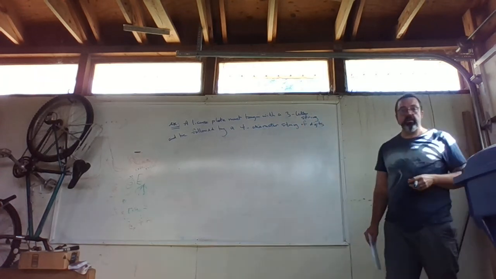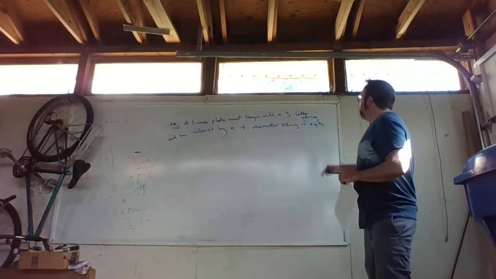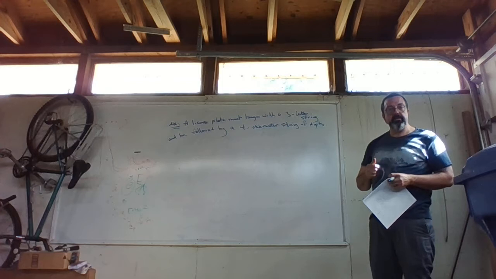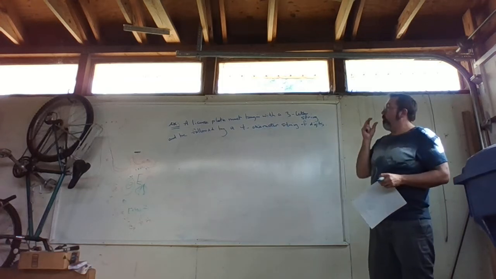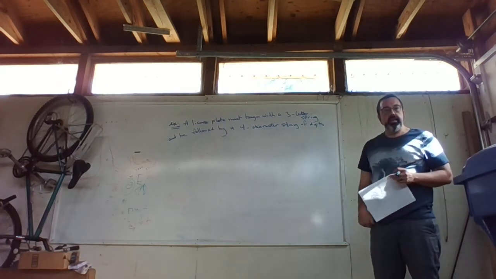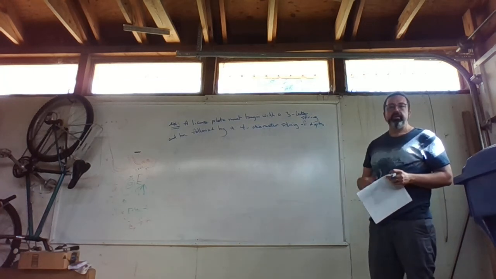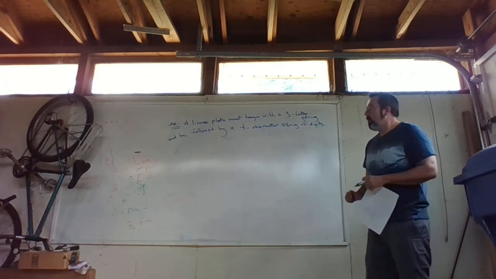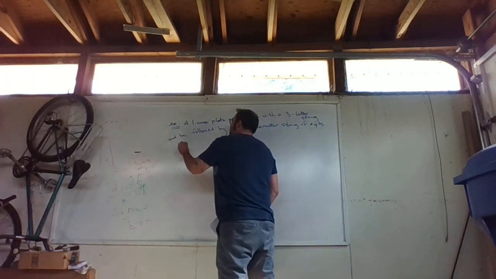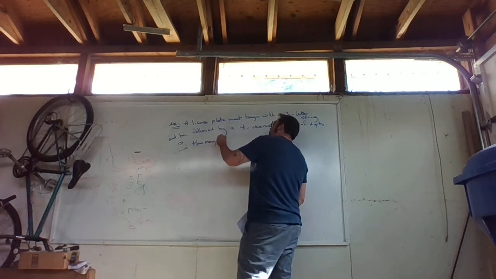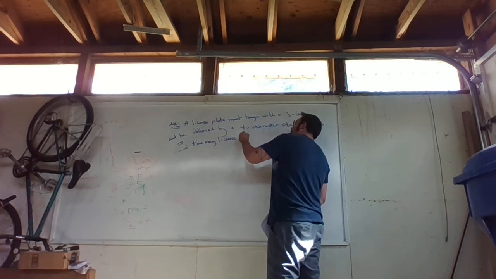So our license plate starts with a 3-letter string, like AAA, AAB, AAC, and so forth. And that's followed by a 4-character string of digits from 0 to 9. So it could be 0, 0, 0, 0, 0. It could be 0, 0, 0, 1, 0, 0, 0, 2, and so forth. The question is, how many license plates are there?